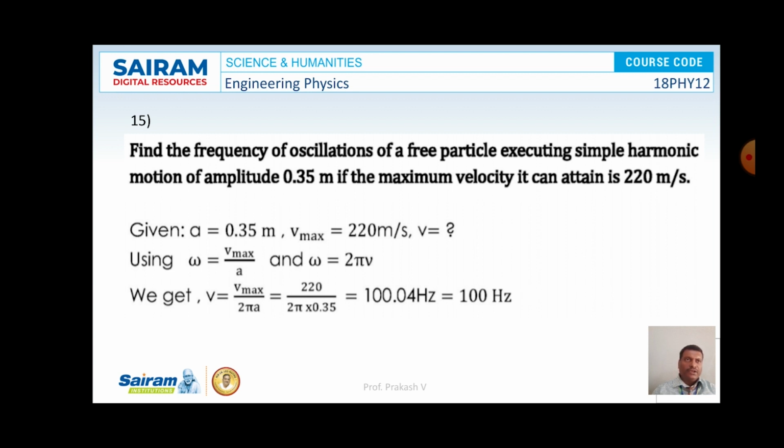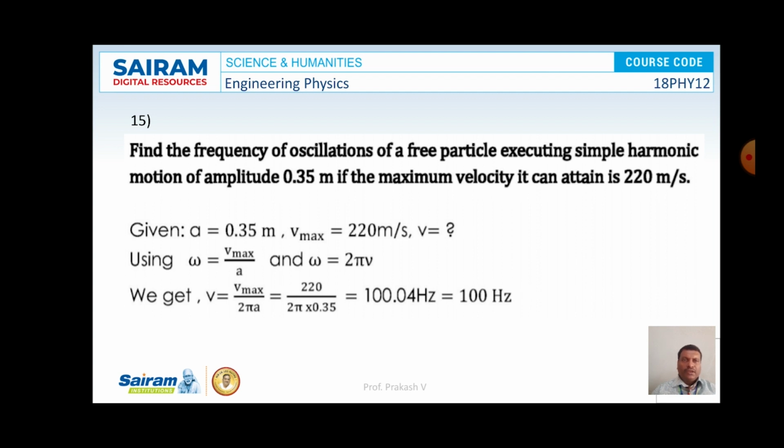Find the frequency of oscillations of a free particle executing simple harmonic motion of amplitude 0.35 meter if the maximum velocity it can attain is 220 meter per second. Here the given data is A is equal to 0.35 meter and v max is 220 meter per second. So what is the value of frequency?